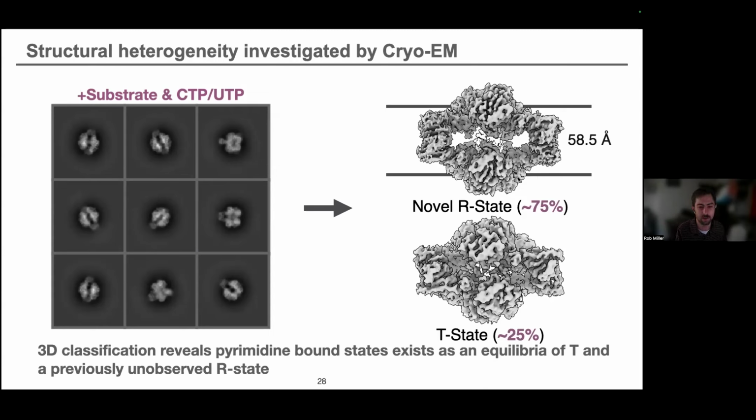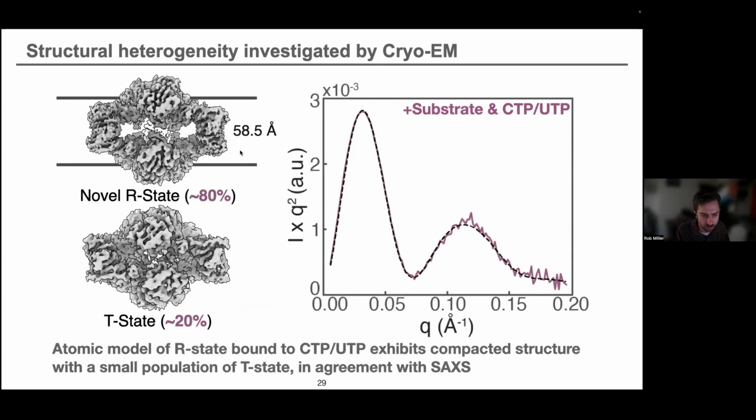But of course, for us, we always want to turn back and say, do our high-resolution models agree with what we see in solution via SAXS? And so using a really similar modeling approach to what I did for the T and R states, we used a combination of models and found that the best description of our SAXS data came from a mixture of approximately 20% of these compacted T states and 80% of this novel R state. And this was really exciting because it's in super close agreement with the populations that we observed by 3D classification. And again, suggesting that these nucleotides are modulating the enzymatic activity, both by modulating the quaternary structure of this active R state, as well as shifting the population back towards an inactive T state.